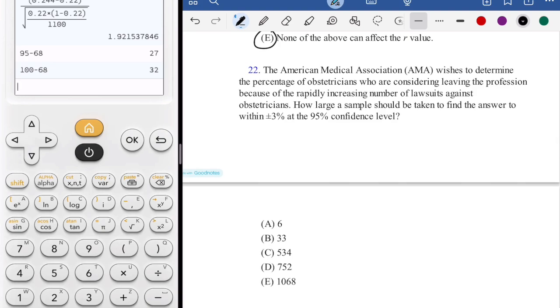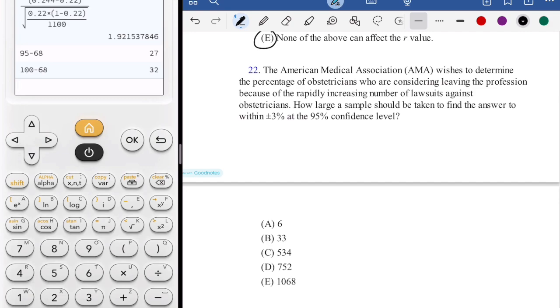AMA wants to determine the percentage of obstetricians who are considering leaving the profession because of rapidly increasing number of lawsuits against obstetricians. How large a sample should be taken to find the answer to within plus or minus 3% at the 95% level. All right, so we're just looking for sample size calculation.